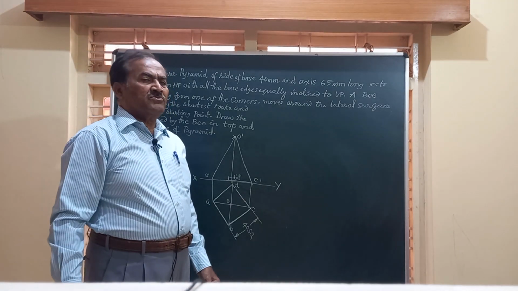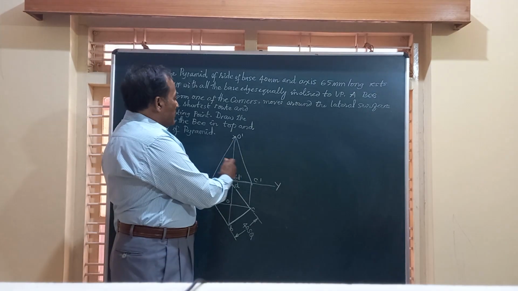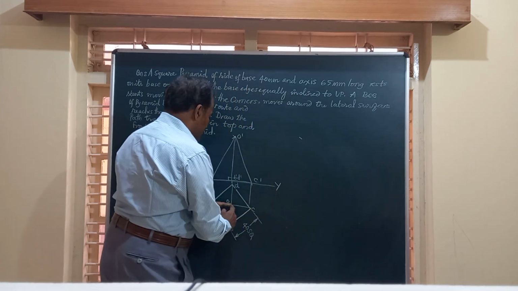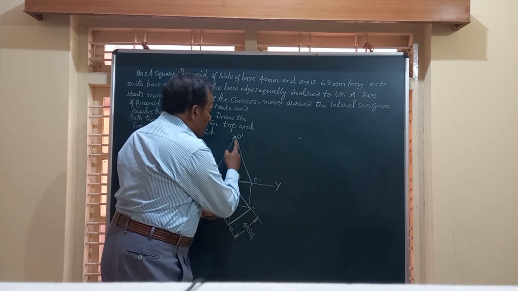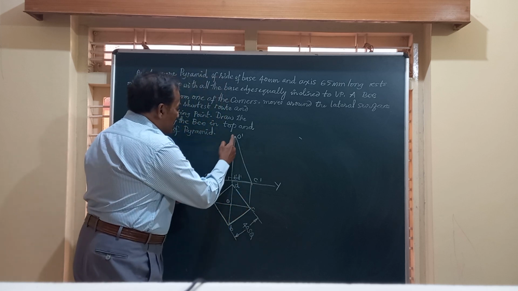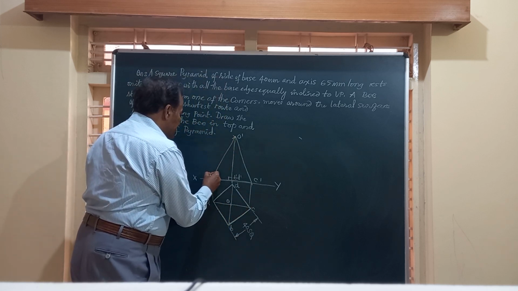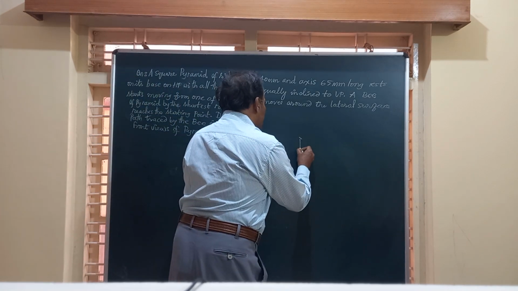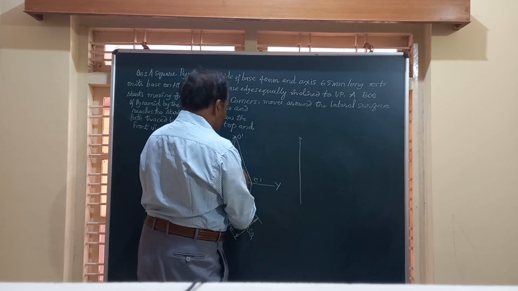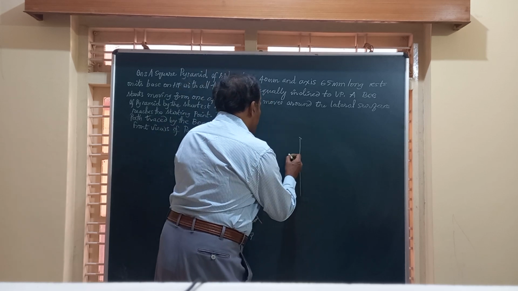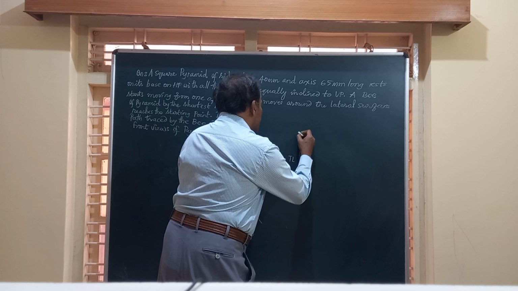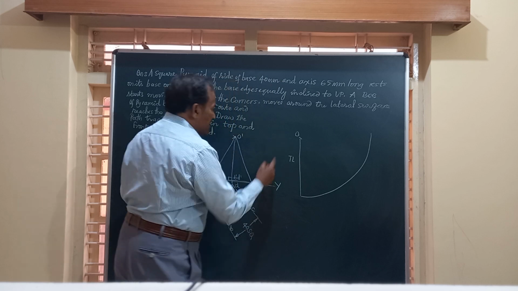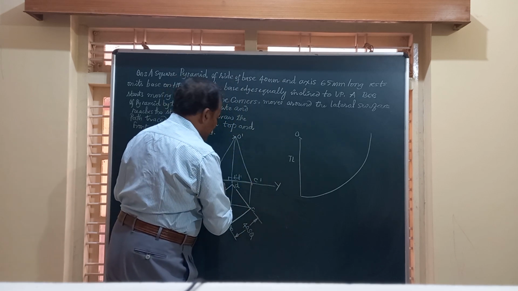Friends, we will draw the development of the lateral surface of this square pyramid. We know this OC is parallel to VP, so O dash C dash, or this O dash A dash, represents the true length. So I mark a line here of length equal to this and say this is the true length, and this point is O. So I draw an arc here, taking O as center and O dash A dash as radius.